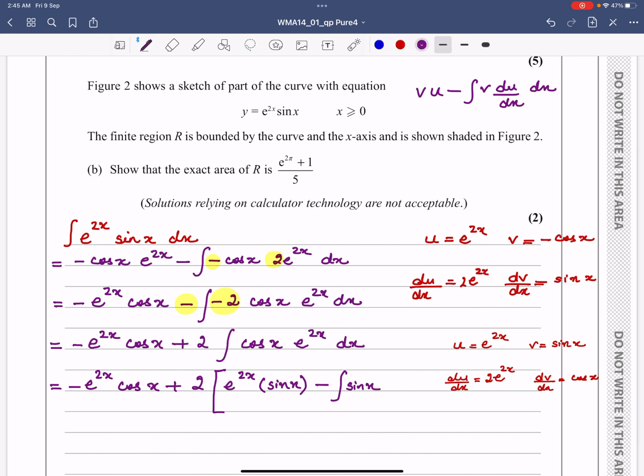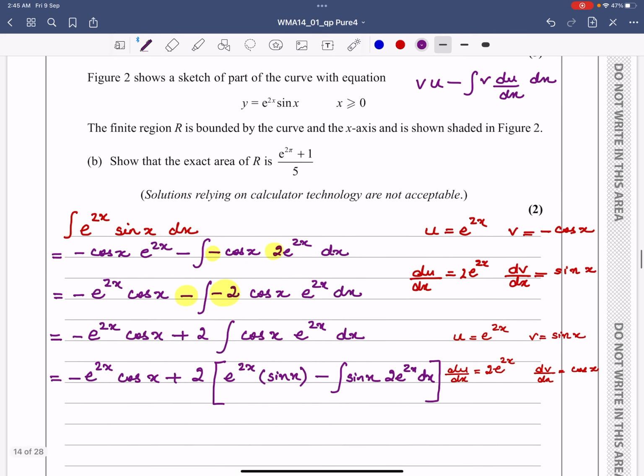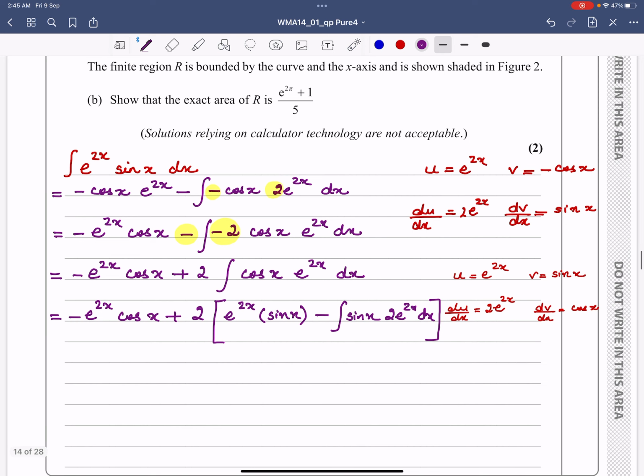Sine x into du dx, which is 2e to the power of 2x, 2e to the power of 2x, and with respect to x, bracket close here. So now again I have some simplification steps here. So I have 2 here, which I will pull out outside the integral sign because it's a constant.